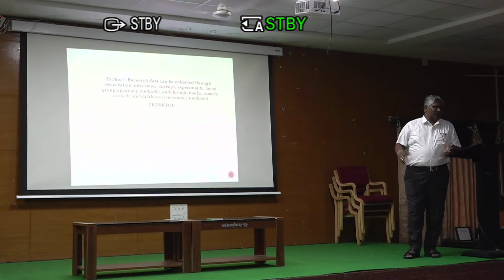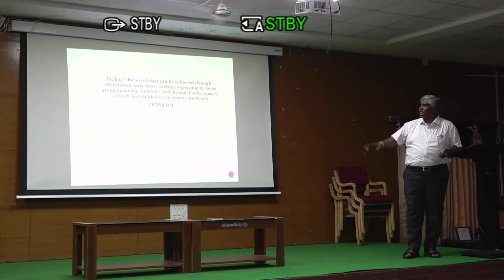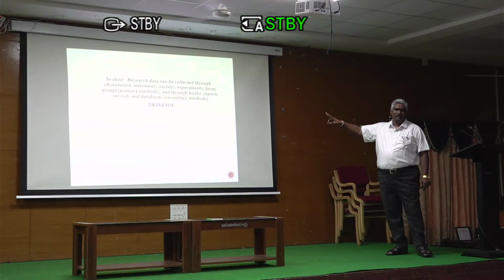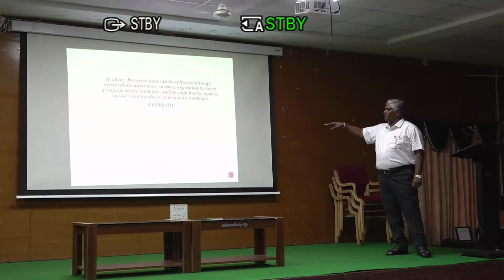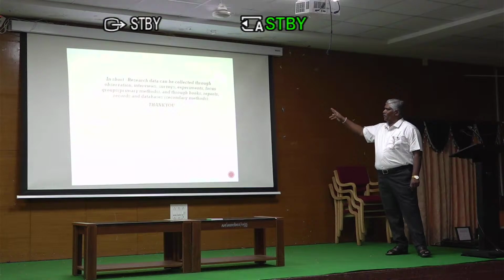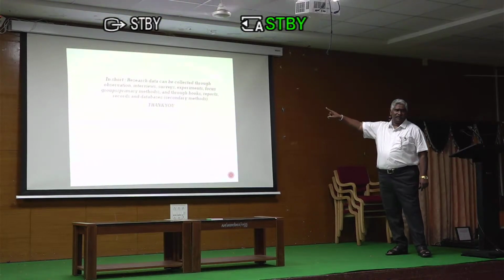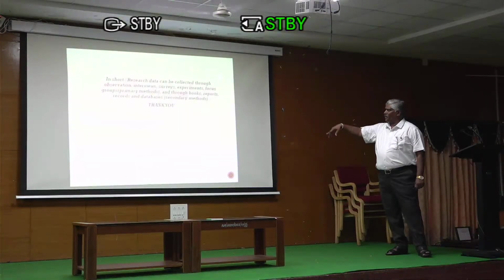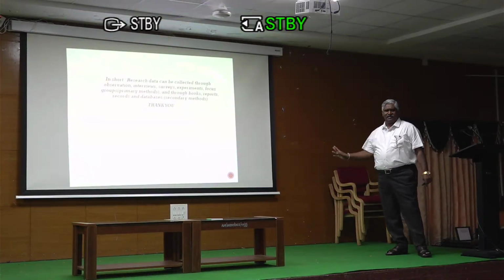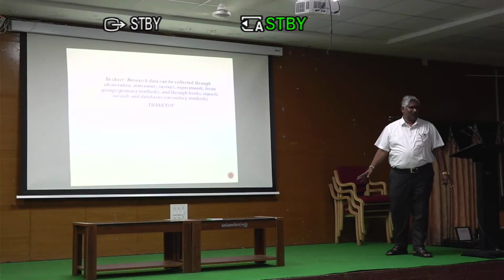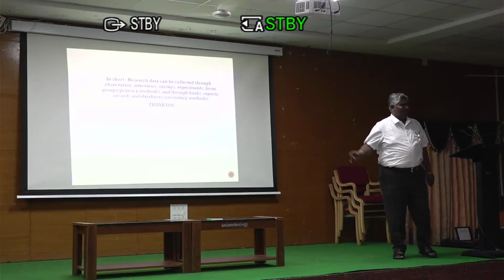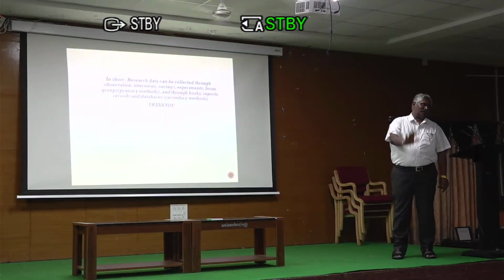In short, to say what I have been saying all this while in a small sentence: the research data can be collected through observations, interviews, surveys, experiments, focus groups, and those are primary methods. And through books, reports, records and databases are the secondary methods. All the rest you have read is null and void. That is all waste if you remember this small paragraph.